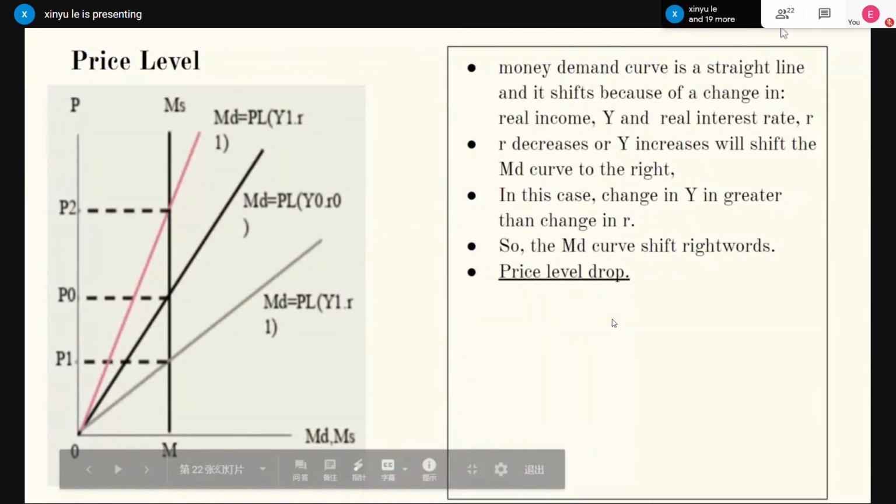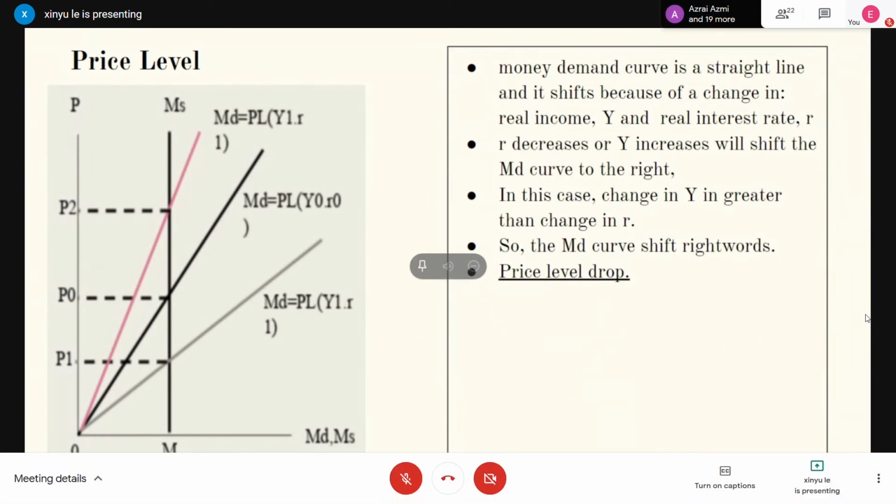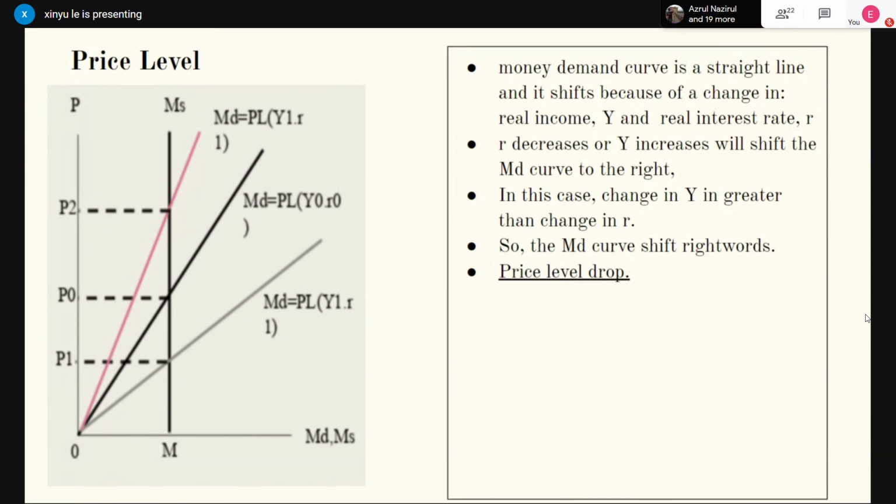For the price level, the money demand curve is a straight line and it shifts because of a change in real income and the real interest rate. A rate decrease or Y increase will shift the MD curve to the right. The change in Y is greater than the change in R. So the MD curve will shift rightward. This will make the price level drop.